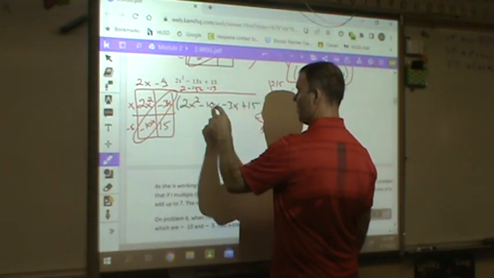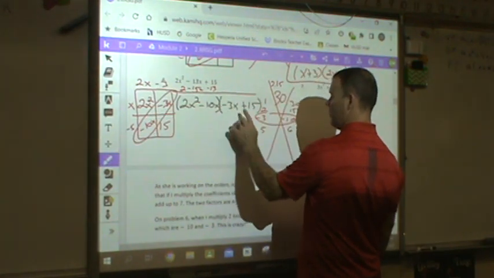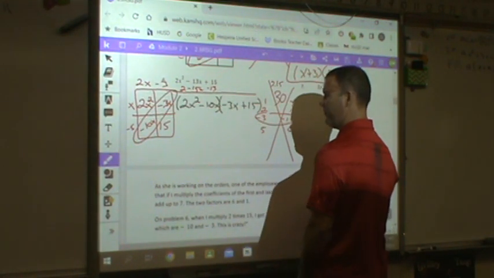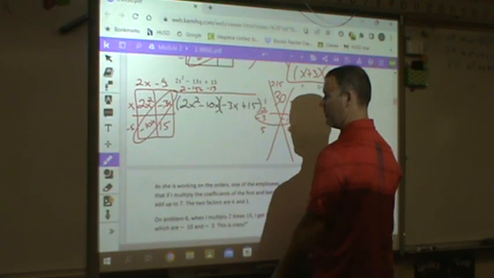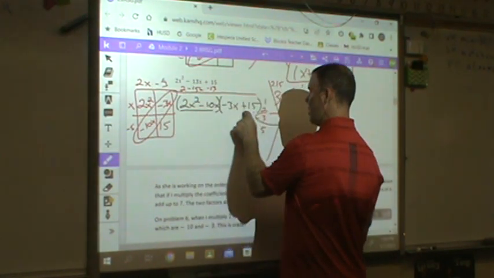So what's next? What's next is factor by grouping. Make sure you include the negative sign here. That'll throw you off. Okay? Remember, you always look at the sign in front of the number. And then divide out the greatest common factor.